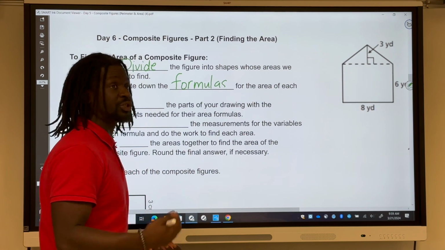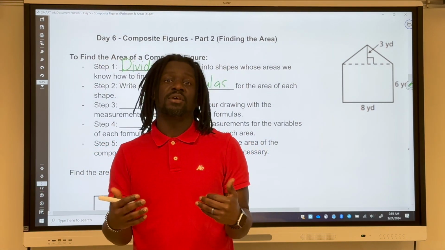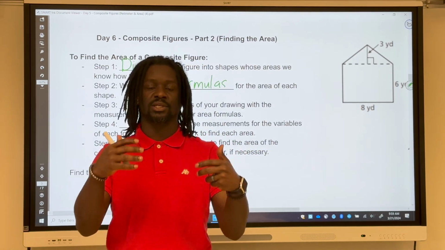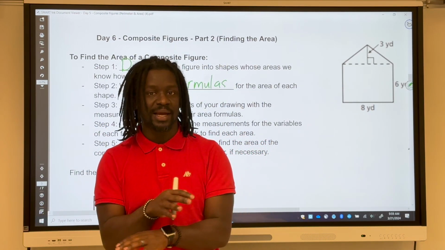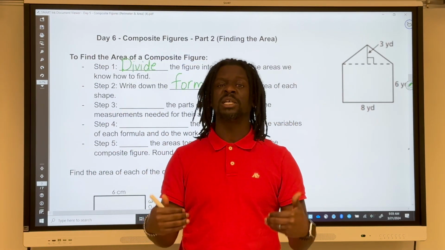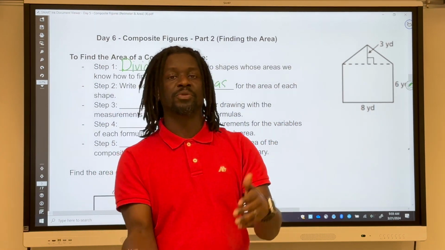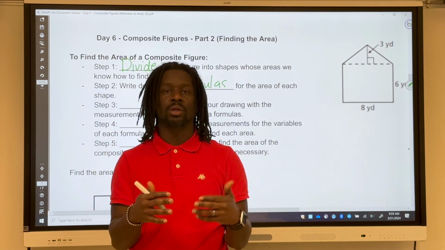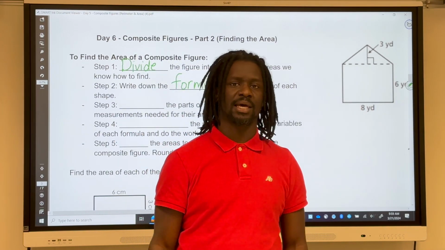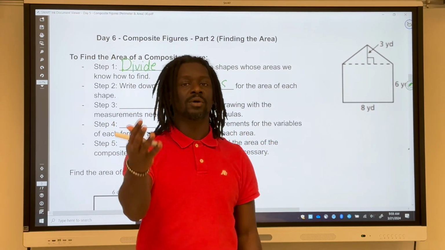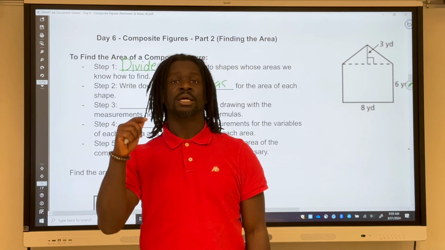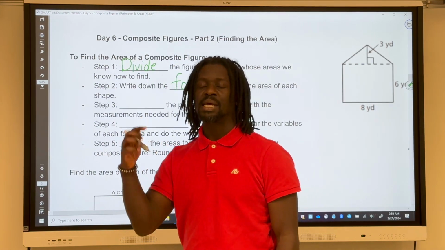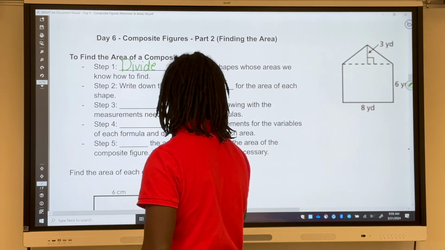Step 2 is I am going to write down the formulas for the area of each shape. Okay, and so you are going to be given a formula sheet that will have all of the formulas. On the test, you will have access to all of the formulas, so you don't need to memorize them. You should always be looking for them. And in the previous lesson, I gave you notes where you have all of the formulas there. There's a couple that were left off, but you will have access to all of the formulas. So when you are writing them down, go look to the formula sheet or wherever you have them and just copy down the formulas.